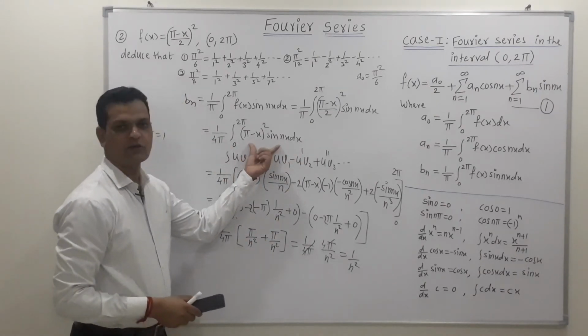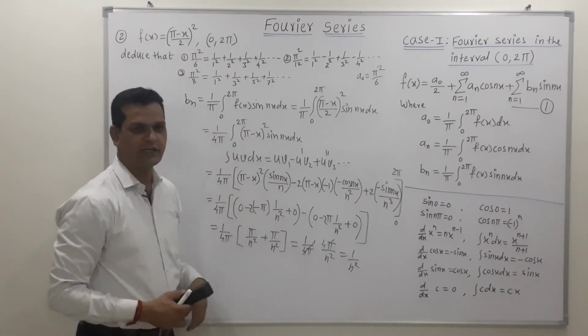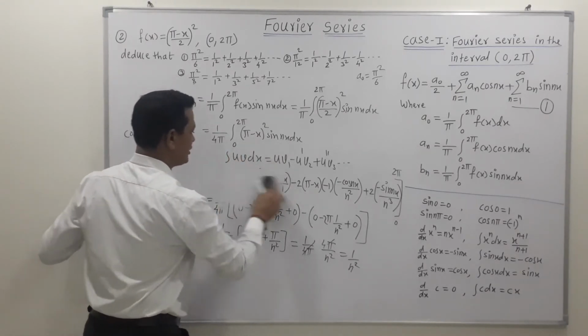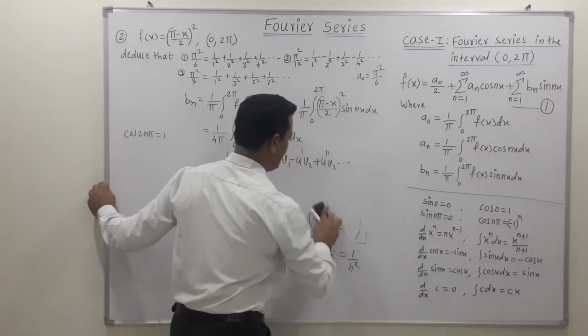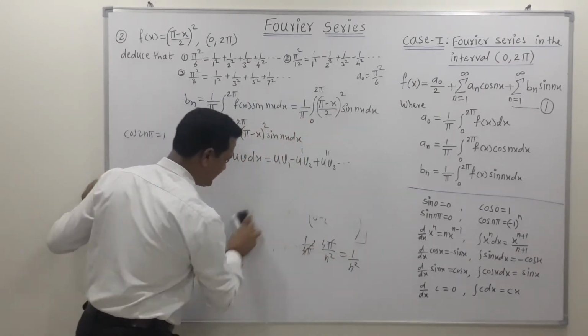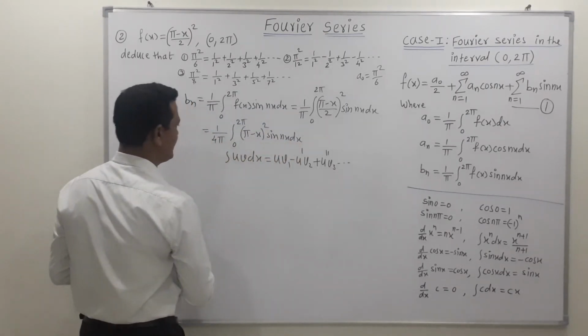Now friends, this is the product of two terms, and to find its integration, the general rule for integration by parts is applicable. So now this general rule for integration by parts is mentioned here. So now let's apply this rule and simplify this equation. So next step is to find its simplification.